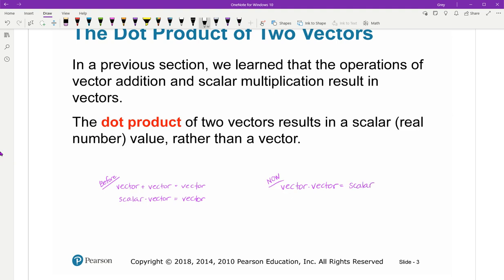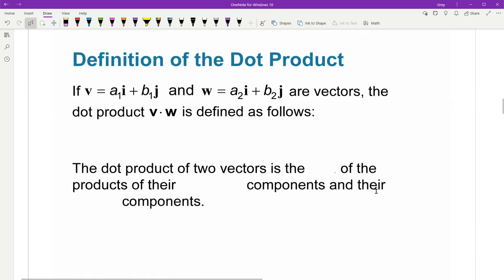So if you can remember these general concepts: you add two vectors, you get a vector. You multiply a scalar and a vector, you get a vector. But when you multiply two vectors, you get a scalar. It'll help keep you on the right track when you're doing your problems.